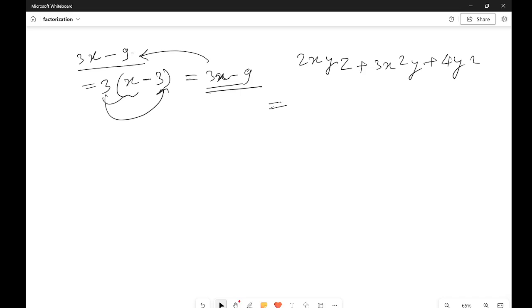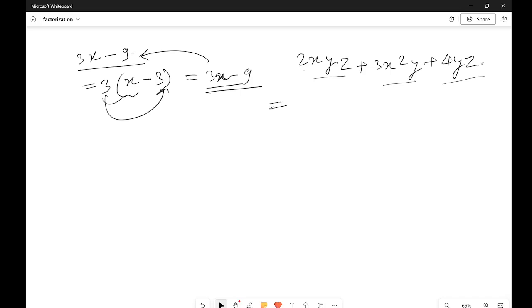So here what's constant? 2, 3 and 4. Do you think there is anything common between these three constants? Nothing. So there is no constant part. Now let's see the variable part. First one is xyz. Second is x square y. Third one is 4yz. In the third expression there is no x. In the middle expression there is no z, right? So x or z cannot be part of the common.